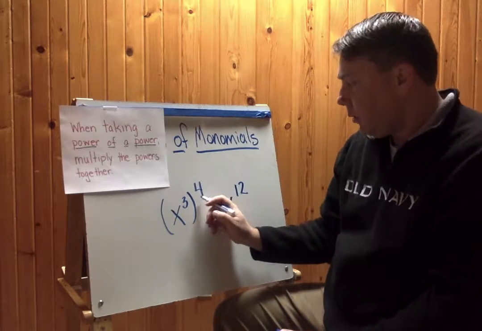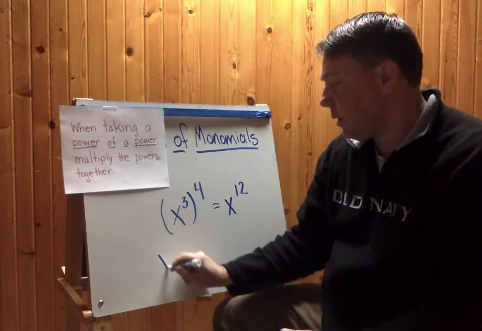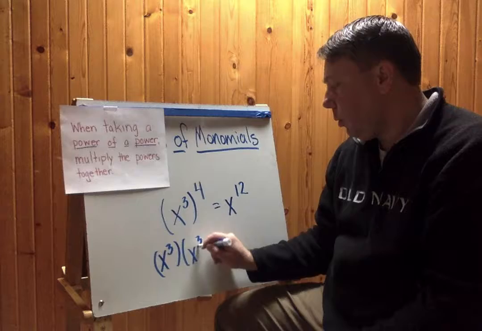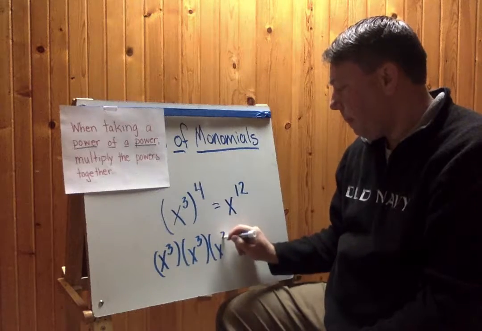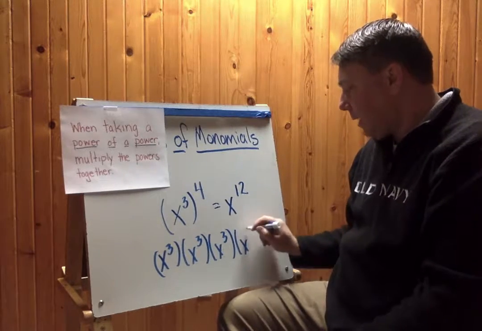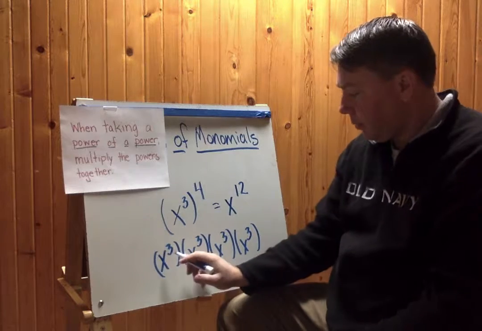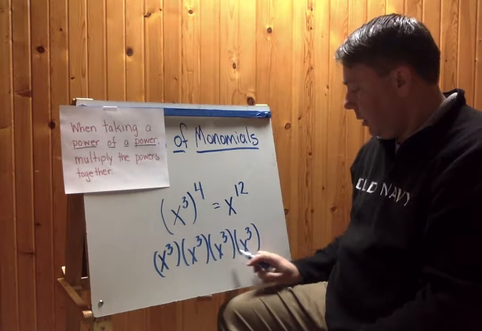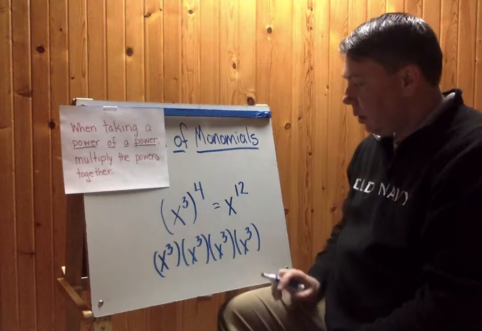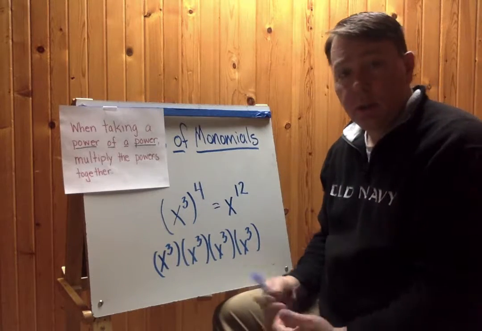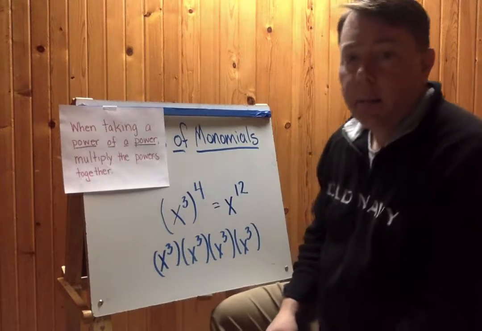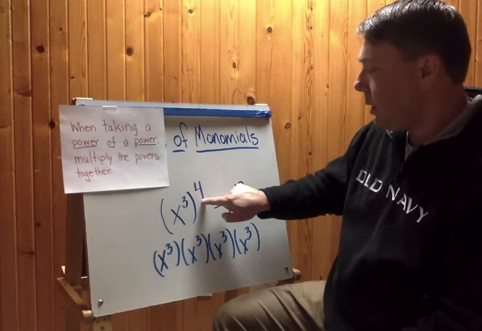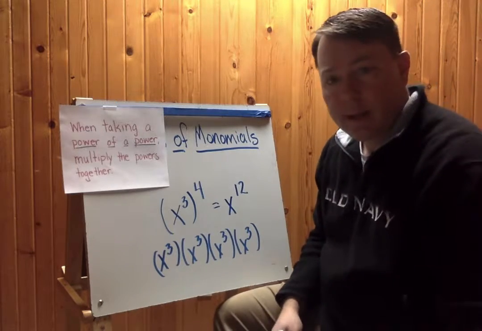Now, we could write out 4 factors of x to the third. You could go ahead and do that, and use the rule that we learned yesterday, which was to add the exponents together when you're multiplying. So 3 plus 3 is 6, plus 3 is 9, plus 3 more is 12. So it works with the rule that we learned yesterday, but the shortcut is when you see a power raised to another power, you're going to multiply them together.